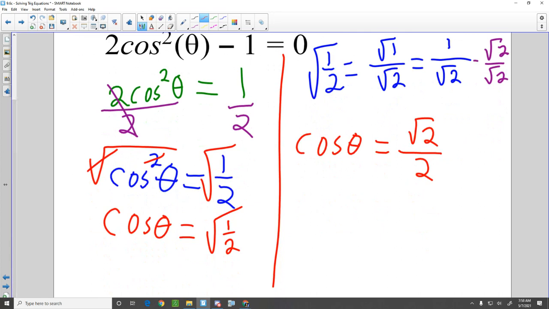So right here, I took this square root on both sides. I technically had to put that plus and minus in front of it. So the cosine of theta equals either a positive root 2 over 2 or a negative root 2 over 2. Can be both of those.